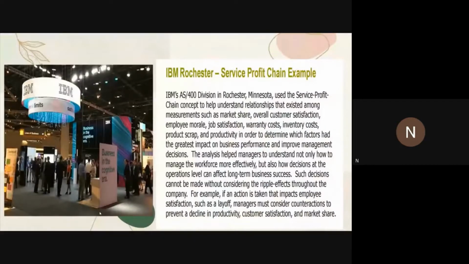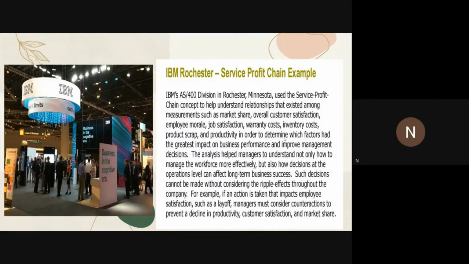As a result, we have employees who are capable and able to perform the job. Based on this service profit chain, IBM has applied it in the business. For example, IBM in Manchester particularly used the service profit chain to help understand the relationships that existed. To increase market share, you need to make customers satisfied. Only when customers are satisfied will they buy from you again and again. That is how you increase market share. And to satisfy the customer, employees play a very important role, so you have to ensure that employees are happy with the job and willing to do it, so they are able to provide the service that customers want.